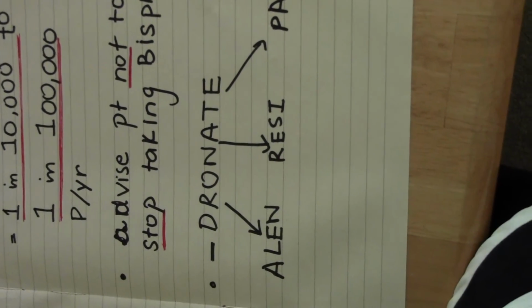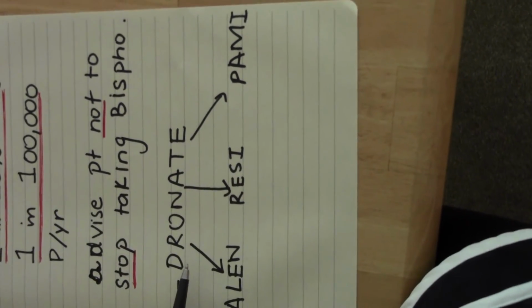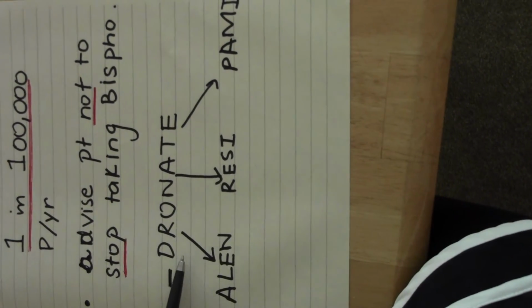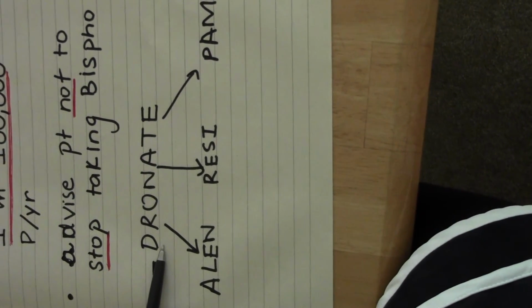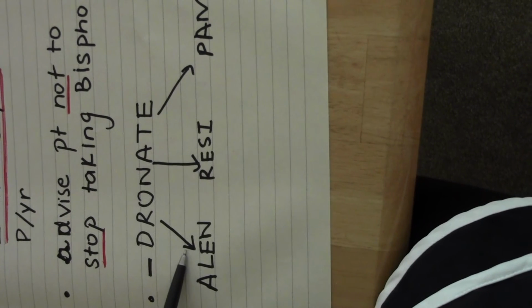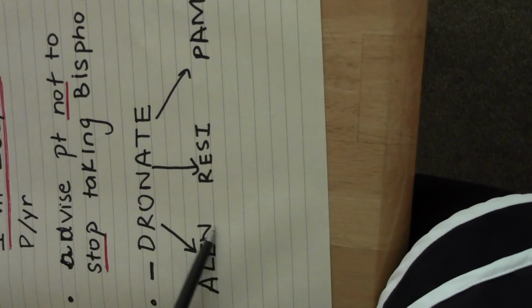Now, lastly, the names of some of the famous bisphosphonates. The way you can recognize them is the ending "dronate". If it's ending in dronate, then it's most likely a bisphosphonate. There's alendronate, which is Fosamax, then risedronate and pamidronate.